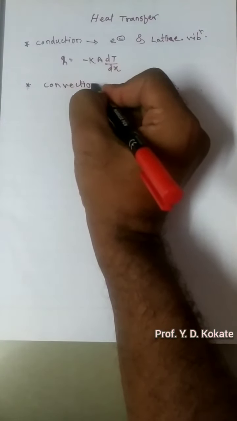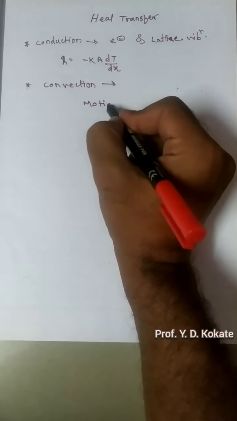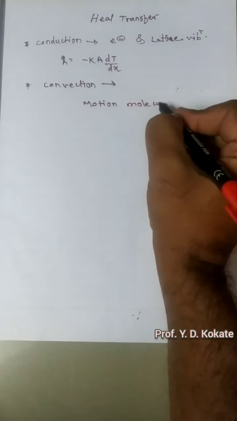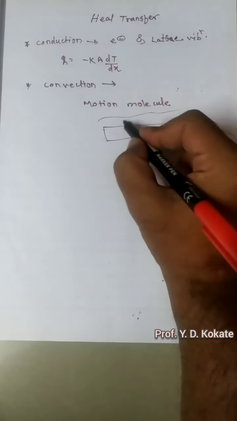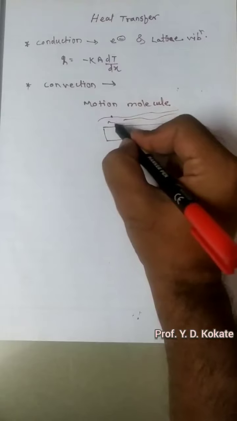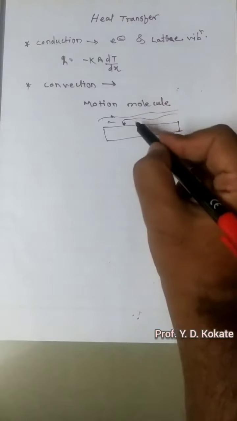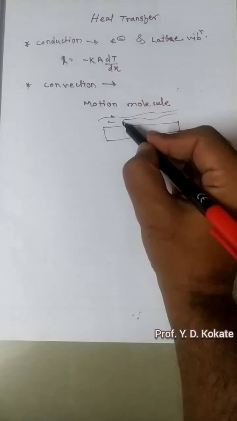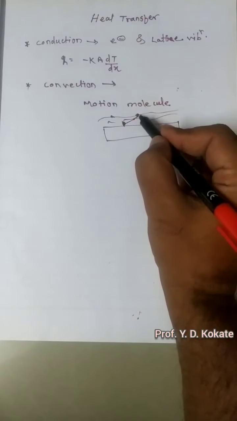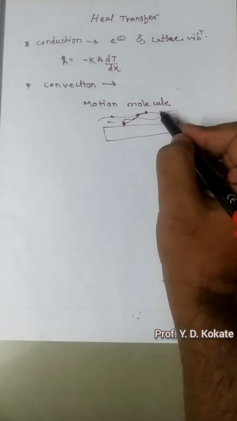In convection, heat is transferred due to the actual motion of the molecule. For example, if I take one surface and on this surface one fluid is flowing, this molecule after some time will be closer to the surface and it will take the heat. If this surface is hot, it gives the heat to this molecule, and this molecule after some time will come over here and give the energy to the next molecule, then the next molecule will become closer and take the heat. This kind of activity happens in case of convection.